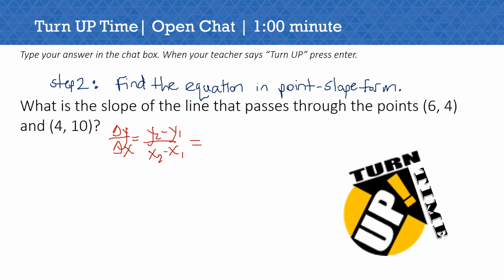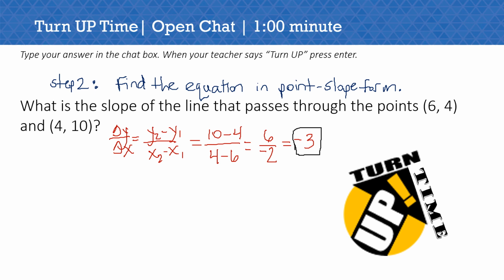All right, so we're going to subtract our y coordinate. So that's going to be 10 minus 4 over 4 minus 6. So 10 minus 4 is 6, and then 4 minus 6 is going to be a negative 2. So my slope here is going to be negative 3.